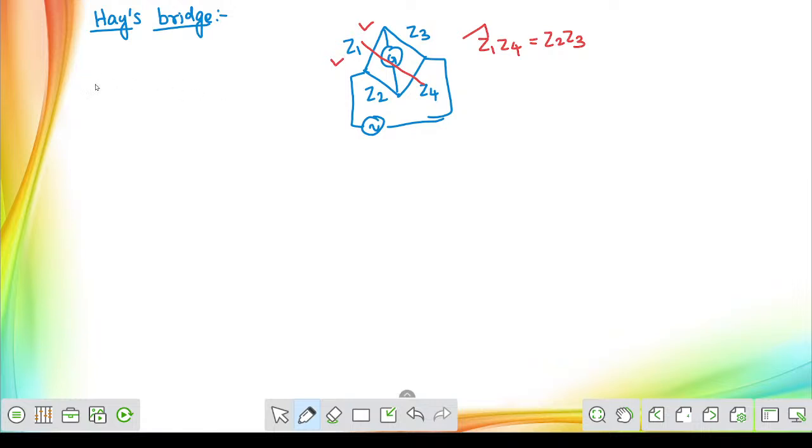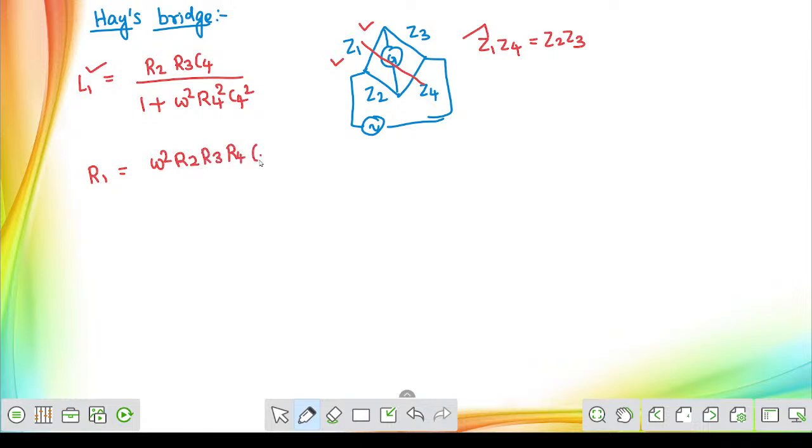The formula is going to be, once again, the unknown inductance L1. Formula is going to be the product of R2, R3, C4 divided by 1 plus omega square into R4 square into C4 square. This is the formula to calculate the unknown inductance with the help of the bridge. Now similarly, if they are asking the unknown resistance value in the bridge 1, then the formula is going to be omega square into R2, R3, R4 into C4 square. In the denominator, the same factor will come, 1 plus omega square into R4 square into C4 square. That's it. This is the formula to explore the value of unknown resistance and unknown inductance.